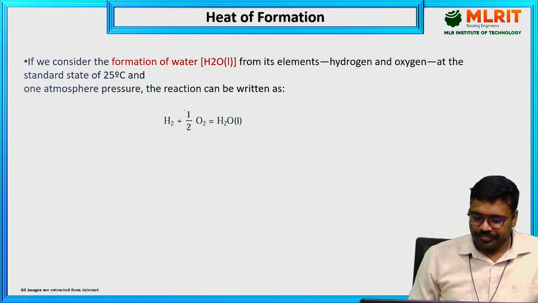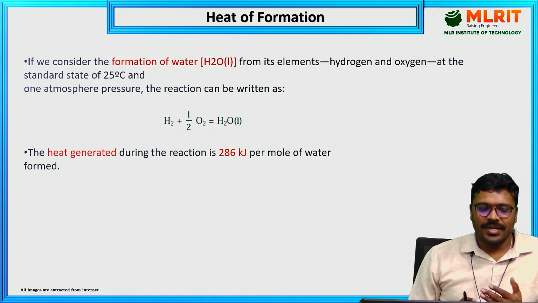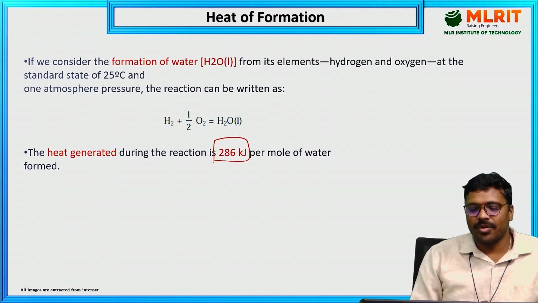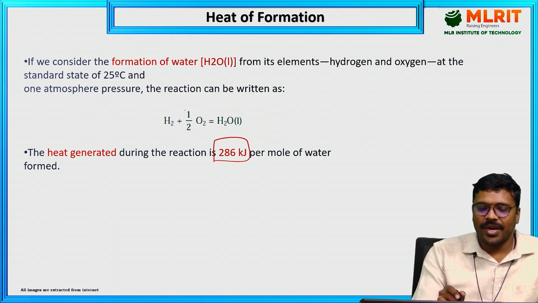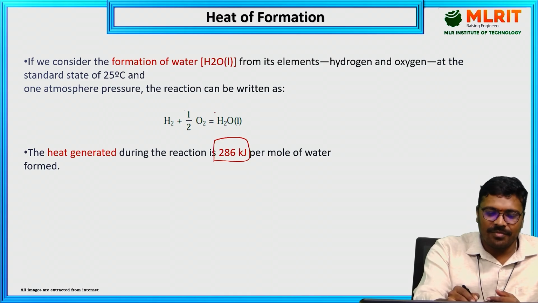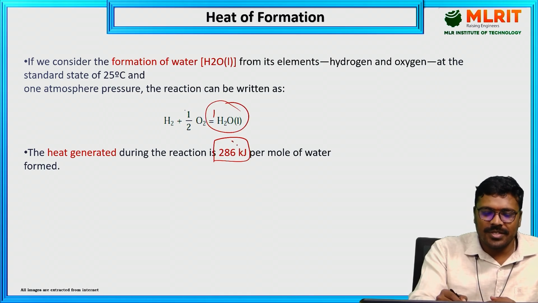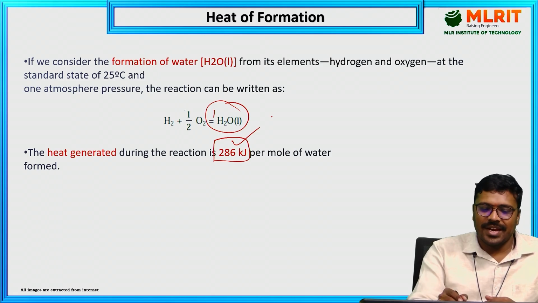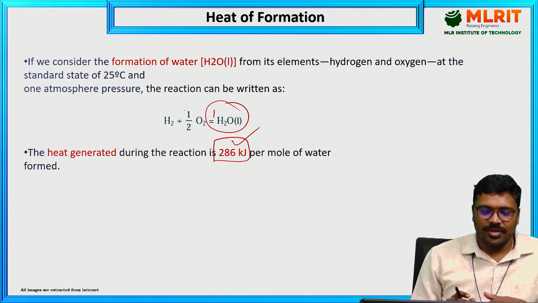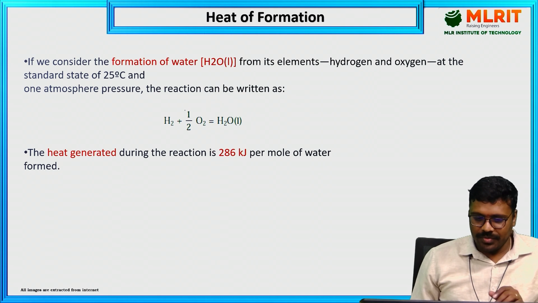So, the heat generated during this reaction is 286 kilojoules per mole. Okay, 286 kilojoules per mole of water formed. So, to form 1 mole of H2O, this is the heat generated during the formation of 1 mole of H2O. That is nothing but the heat of formation of H2O.